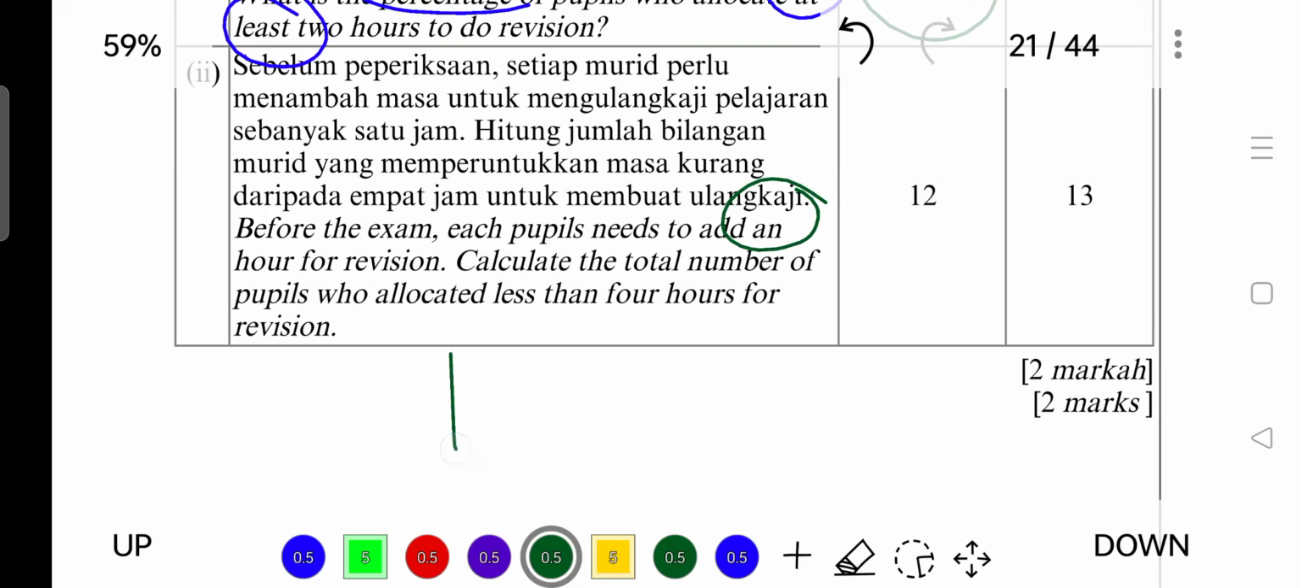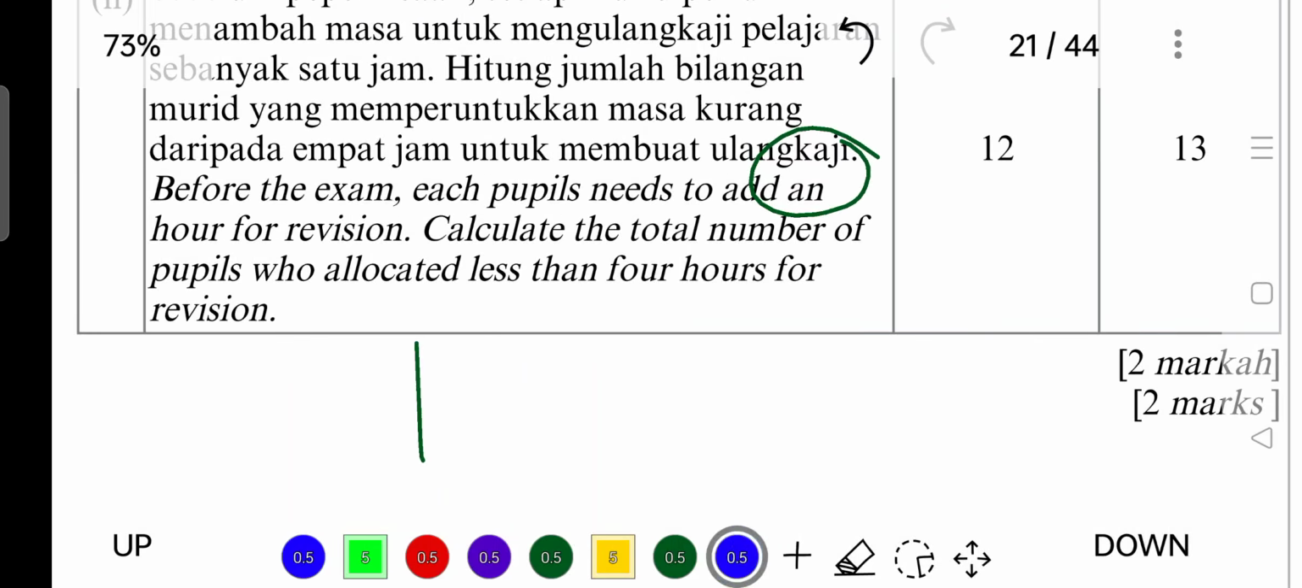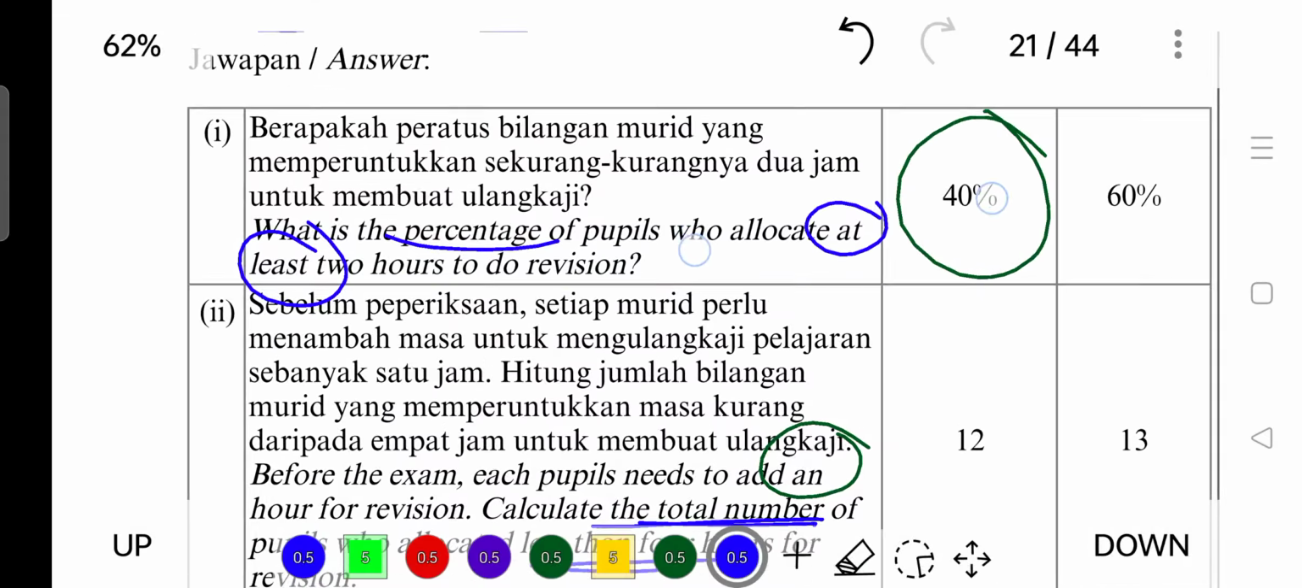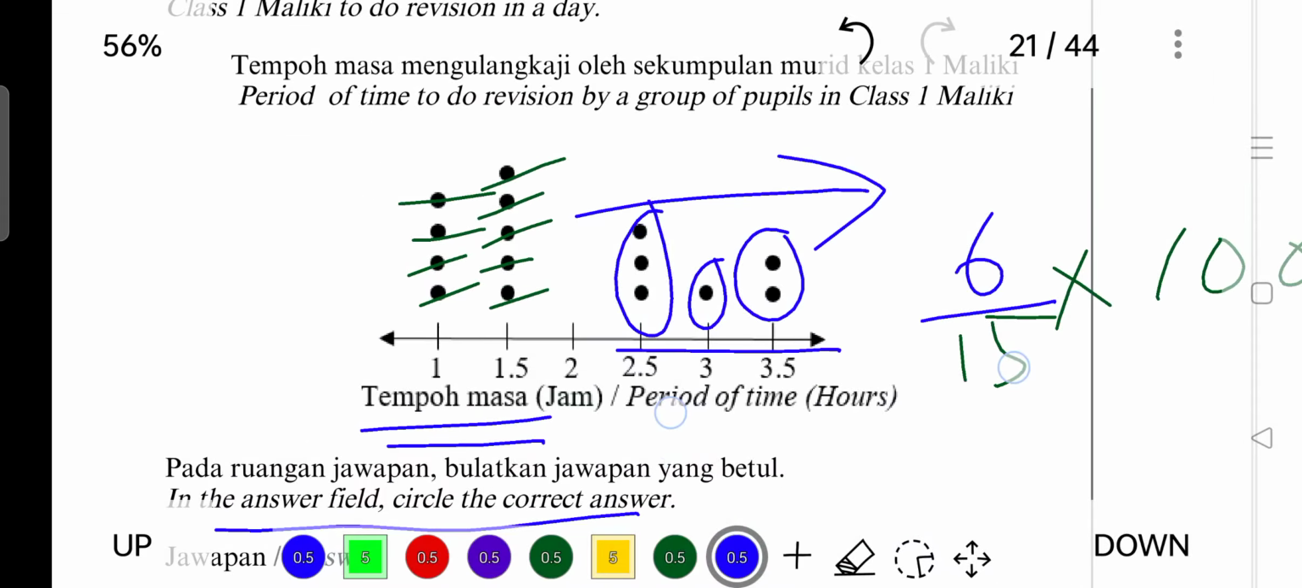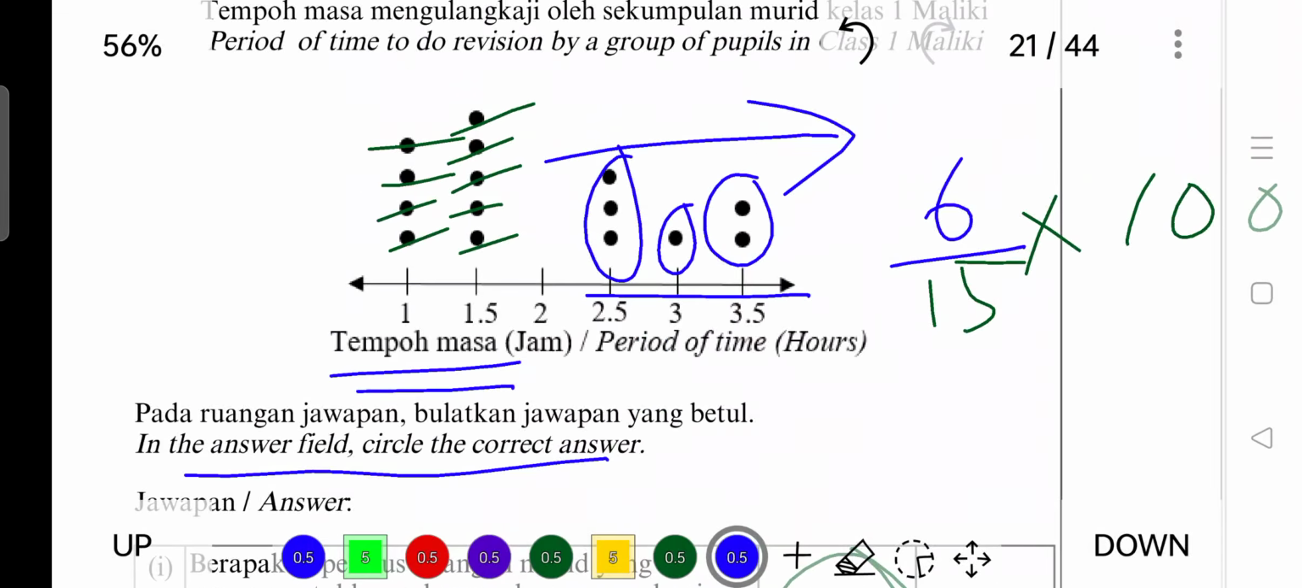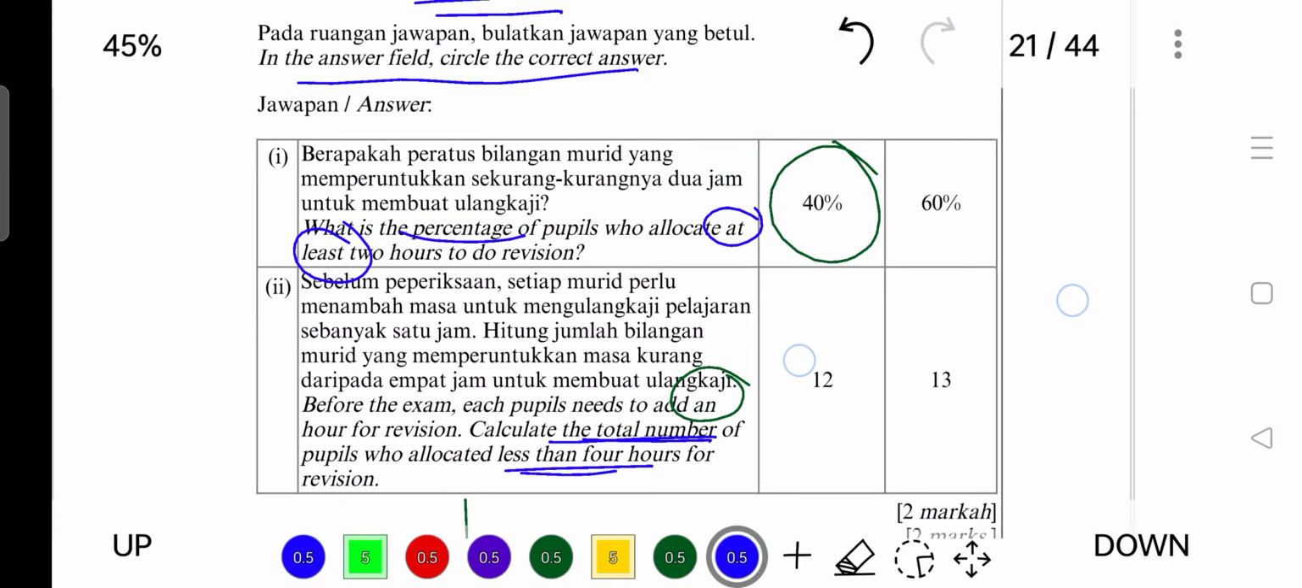An hour means 1 hour for revision. Calculate the total number of pupils who allocated less than 4 hours. Come, let's read that again. Calculate the total number of pupils who allocated less than 4 hours for revision. Less than 4 hours. So, how to do this?